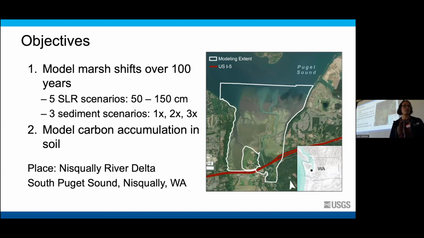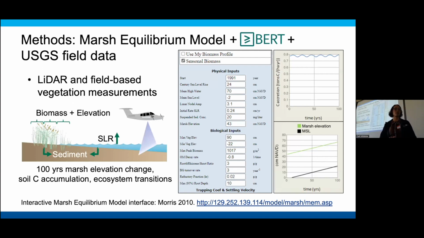And to do this, we used the Marsh Equilibrium Model, and it's now available in R. When I was doing this, it was only available via spreadsheet, or this online version that I'm showing here where you can plug and play your numbers and it would spit out some graphs. The spreadsheet version basically did the same thing, only with a few more tweaks and access to more of the numbers. So this model measures elevation change and carbon accumulation of marshes, and it uses input data on elevation, suspended sediment, and plant biomass, among other things.